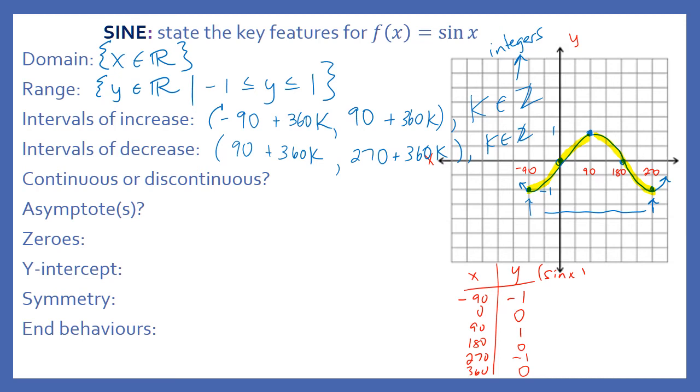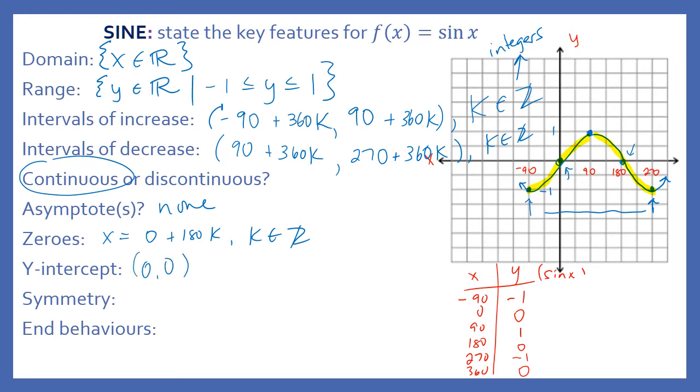Continuous or discontinuous, there are no gaps in my graph, it is continuous. Asymptotes, none. Zeros. Now zeros is another thing that keeps repeating. So if I take a look, I have a 0 here and here. I'd get another one at 360. So x equals, I'm going to pick 0 as my first one. And they repeat every 180 degrees. So 0 plus 180k, k is an element of Z for the set of integers. Y-intercept, (0, 0).